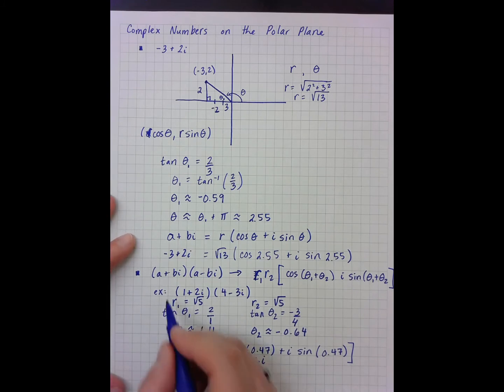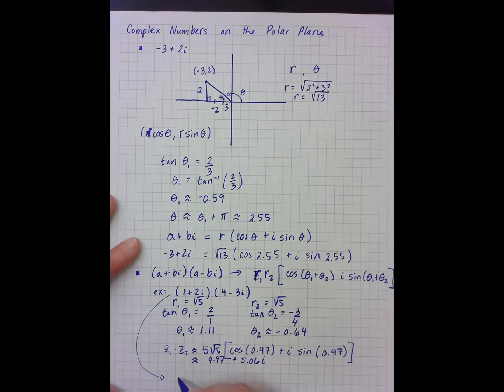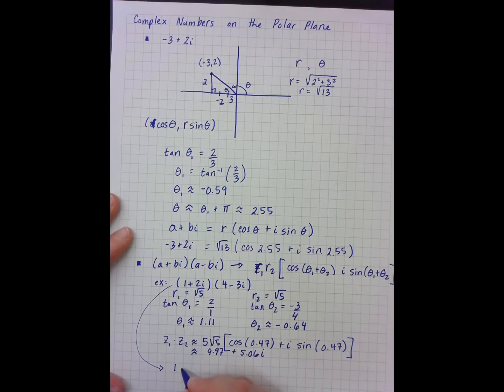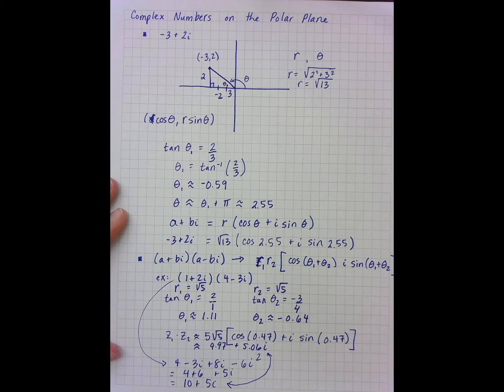Let's multiply these out the old-fashioned way. The old-fashioned way would get me 4 minus 3i plus 8i minus 6i squared, which is going to be 4 plus 6 plus 5i, which is 10 plus 5i. And we can see that our approximate is very close to our exact answer here.